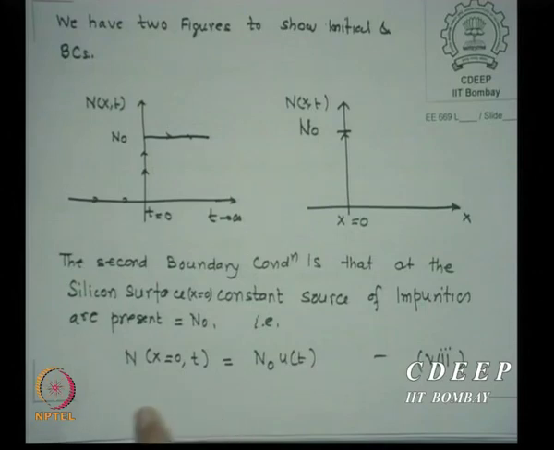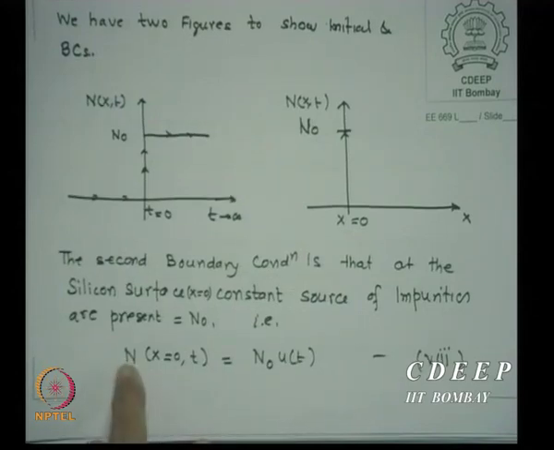So if this is my first boundary condition, that at x equal to 0 the concentration is N0 u(t). Why does this u(t) have to be there? Because it is a step, and in the Laplace transform it will give something. What is the Laplace transform of N0 u(t)? N0 by s. So we have to take care of that u(t) term, constant by s. u(t) is only giving me that constancy.